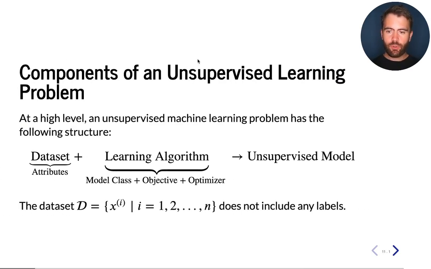First of all, recall that the components of an unsupervised learning problem include a data set and a learning algorithm, where the data set, unlike in the supervised learning regime, comes without any labels and has this structure here. And the learning algorithm starts with a model class and an objective. The objective determines the degree to which the model fits the data, and the optimizer chooses the model class which optimizes the objective. And the output of a learning algorithm combined with a data set is an unsupervised learning model.